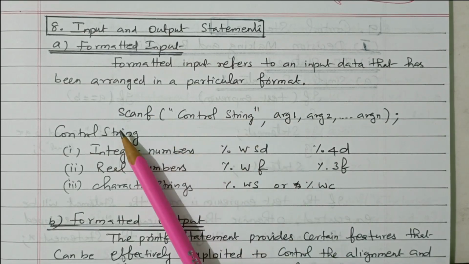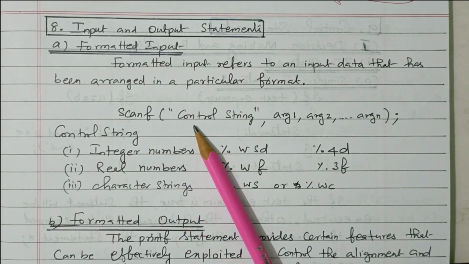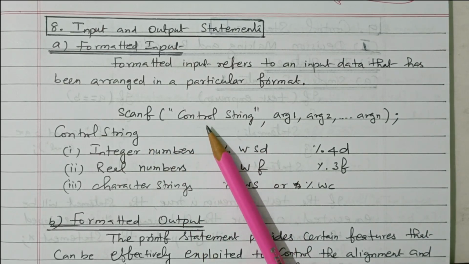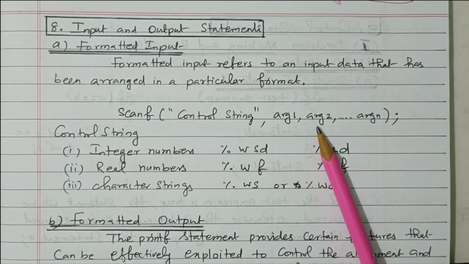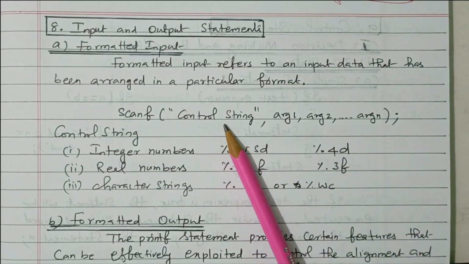So what is the syntax for that? It is scanf. This scanf is used to read the data from the user. So this is a control string. This control string will control the format of the input data. Argument 1, argument 2, argument n are the input data. So what is this control string?